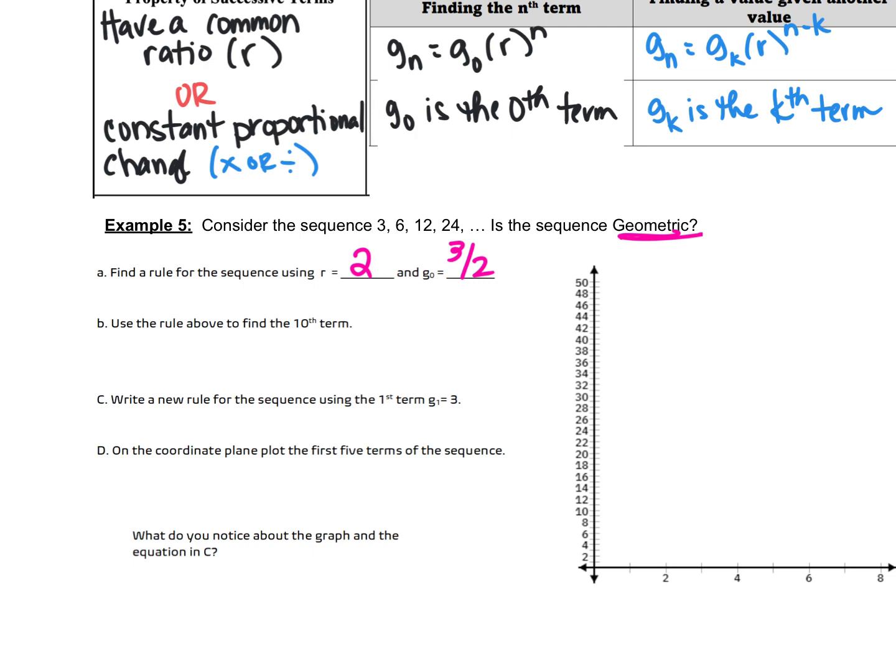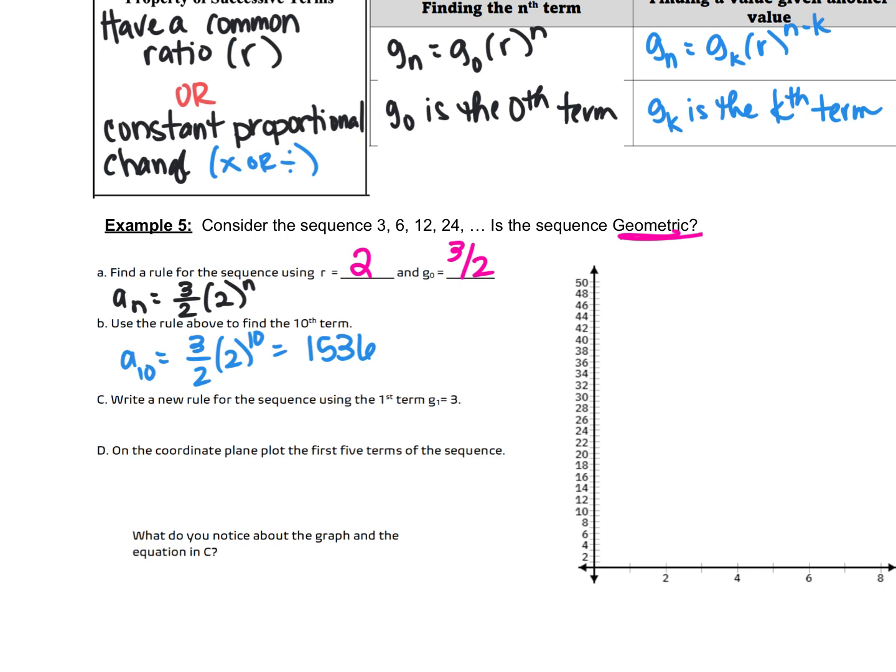And so let's write a rule now that we know those two things. A sub n would equal my g sub 0, my initial value, times 2 to the n. Okay, so using the 0th term. Let's find the 10th term now that we have a rule. So a sub 10 is 3/2 times 2 to the 10th. Probably going to be a big number if I had to guess. What'd you get? 1536. Good.